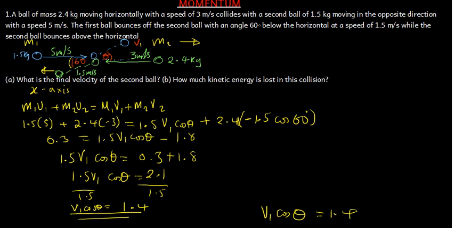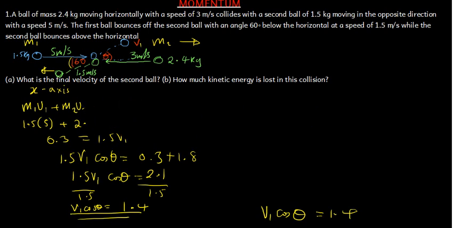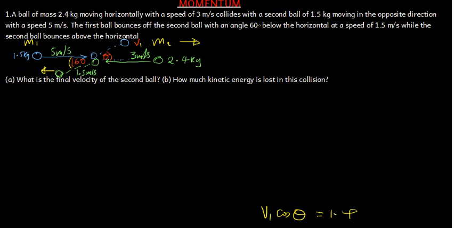So after finding the value in the x-axis, let's go now in the y-axis, because even in the y-axis momentum has to be conserved. Momentum before impact should be equal to momentum after impact. So in the y-axis, same, m1 u1 plus m2 u2 should be equal to m1 v1 plus m2 v2.